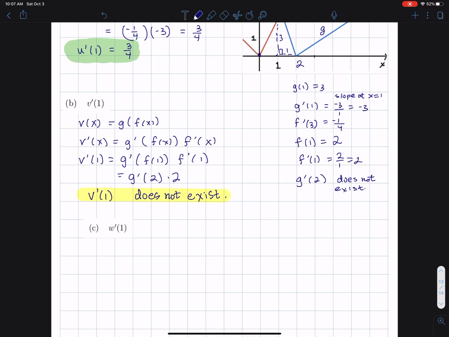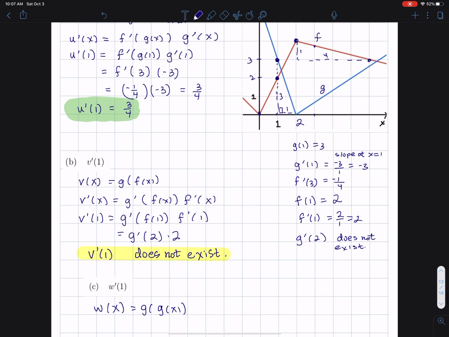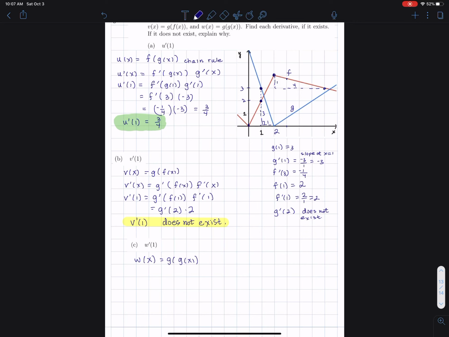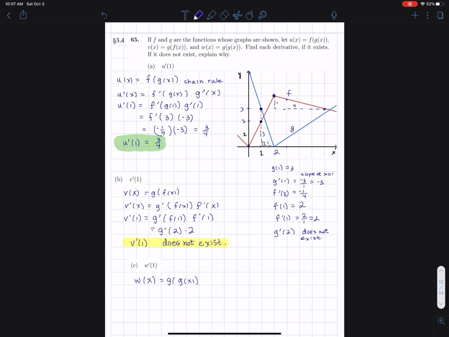Okay, now going on to W. Well, W of x is equal to G of G of x, G composed with itself. That's what it says up there, right? The chain rule, which I didn't really write down anywhere along here, so let me write it down. This is all chain rule. So I have it up there, chain rule.